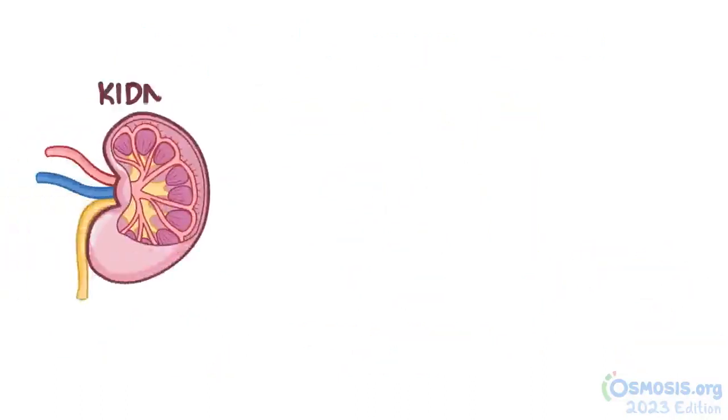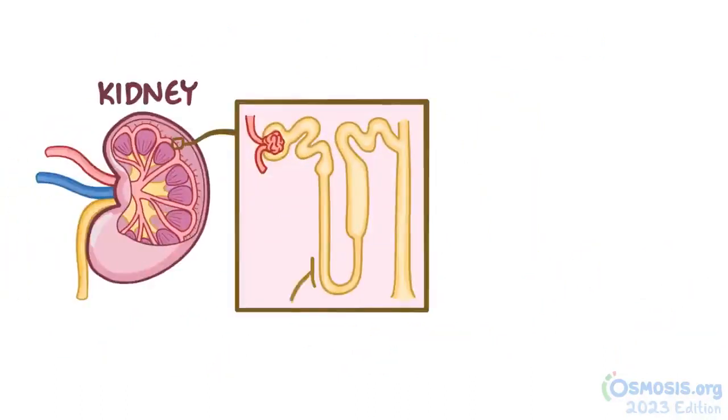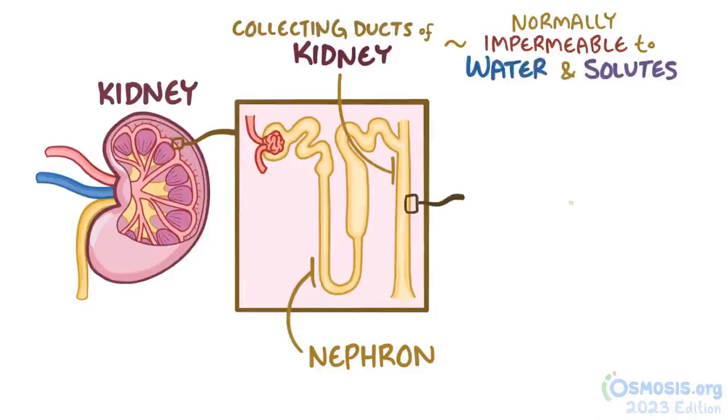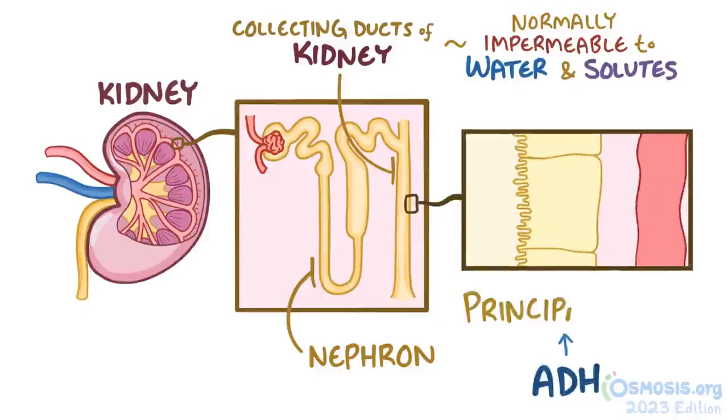Now, starting with the kidney, the functional unit of the kidney is the nephron, and the collecting ducts connect those nephrons to the minor calyx of the kidney. This collecting duct part is normally impermeable to water and urea. ADH acts on the principal cells that are found along the collecting ducts.